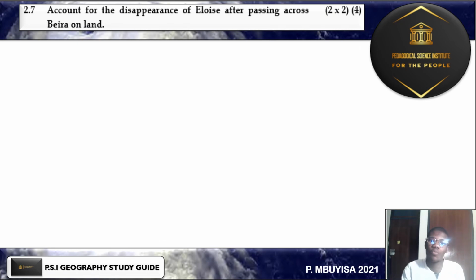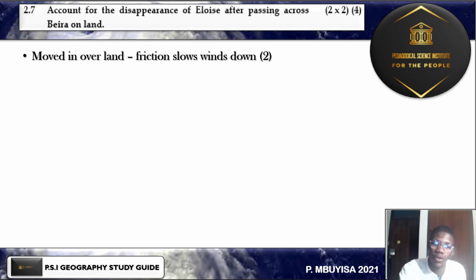2.7 Account for the disappearance of Eloise after passing across Beira on land. Now, why does it disappear? Remember, on the land, number one, we don't have latent heat, but we have terrestrial heat or terrestrial radiation. So our system is going to disappear as a result of that. And again, we have friction. So as the system moves over land, we have friction. So it slows down the system.